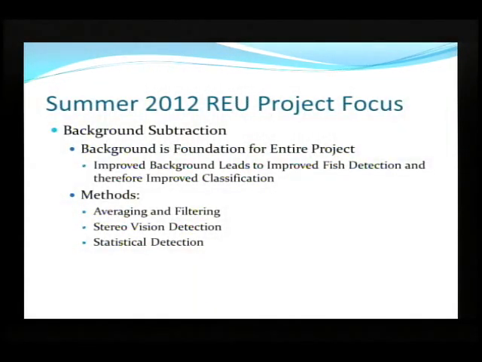First, we had to implement background subtraction. The background is the foundation for the entire project. So the better quality background that we can get, the higher quality images of the fish we could get as well. Some of the methods we tried were averaging and filtering, stereo vision, and a statistical approach.